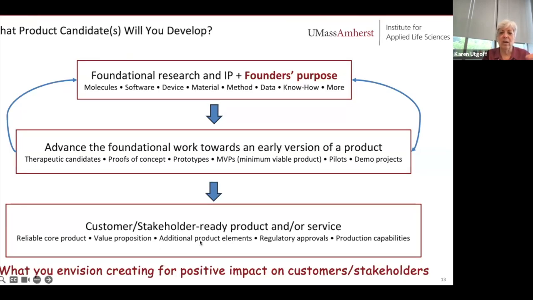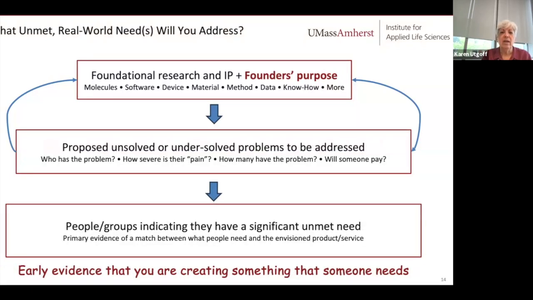There are always additional product elements around the core product. So maybe it's training, maybe it's customization. We don't know yet. You don't know yet. And even when you think about it, you're not going to know yet. That's totally fine. This is just the start on having a way of knowing what road you're trying to get on so that you'll have some idea of where you're going, sort of a direction to things. This is what you envision creating for positive impact on customers and stakeholders, and that you could charge money for ultimately, or you could get a donor to back ultimately.